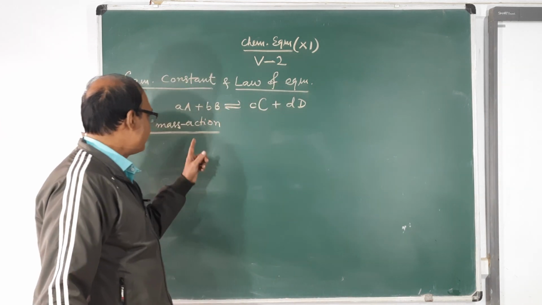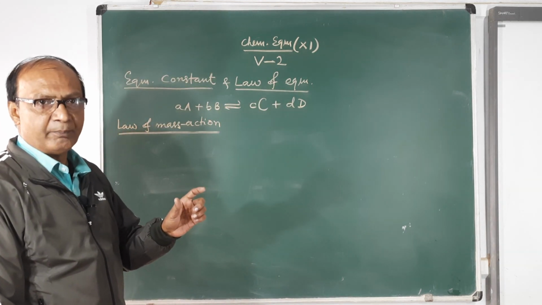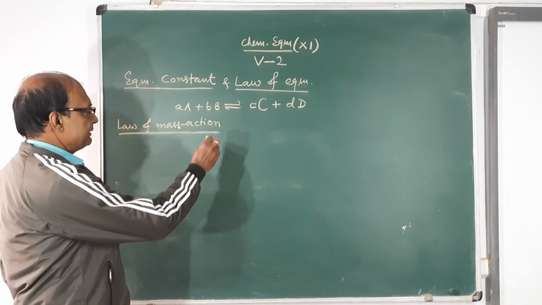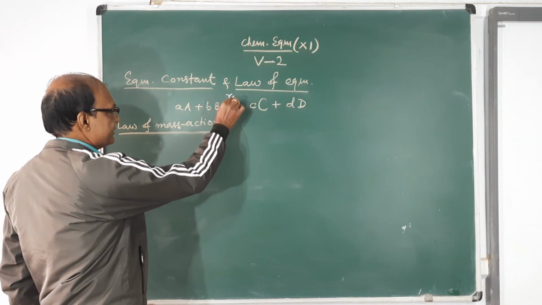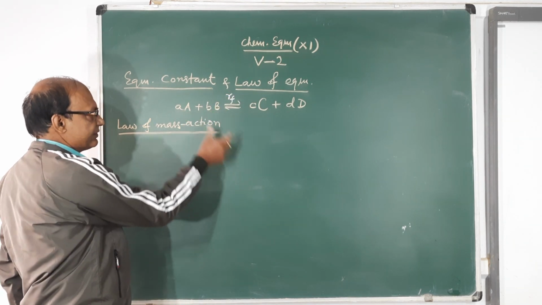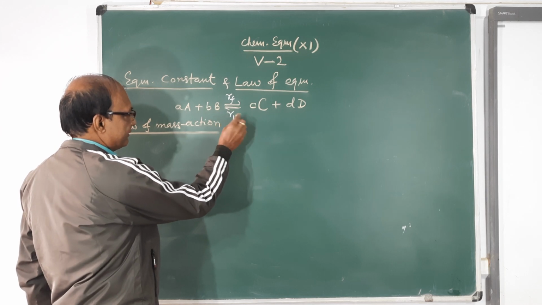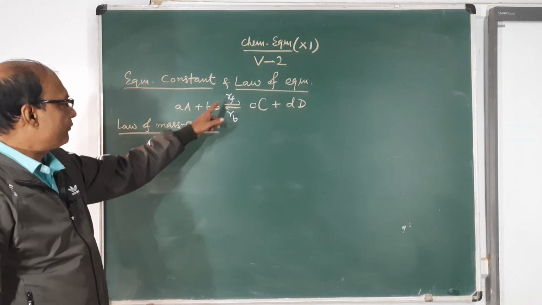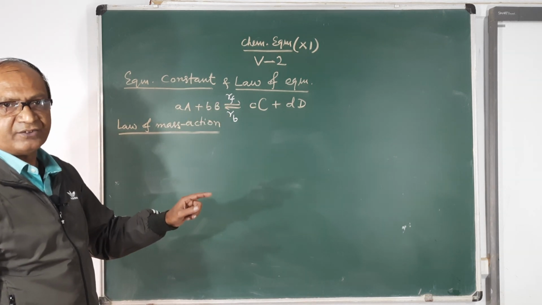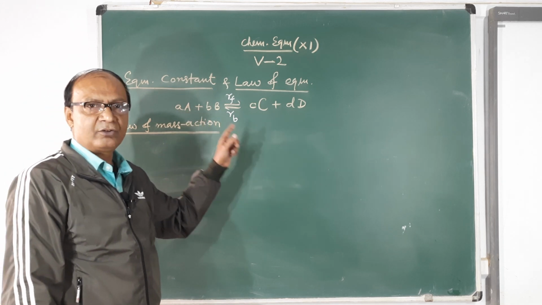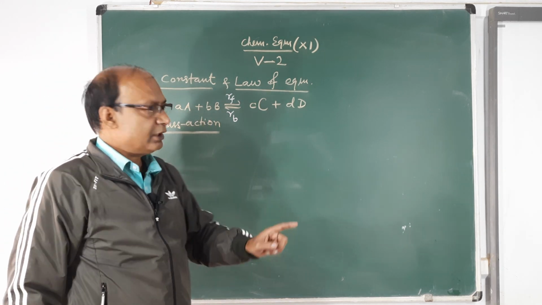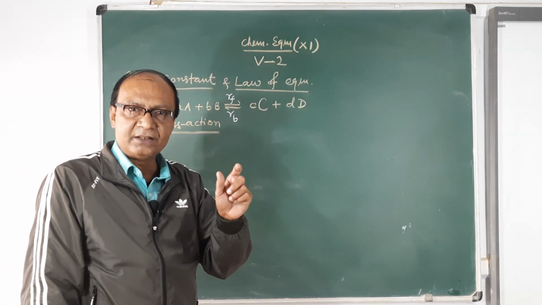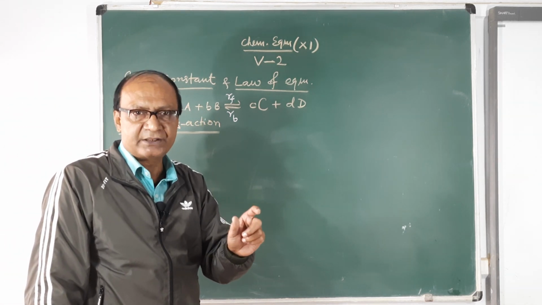Now, according to the law of mass action, which is an important law that can be applied to a chemical system, there is a forward rate with these reactants and a backward rate with these reactants. According to the law of mass action, the rate of a reaction is directly proportional to the product of the concentrations of the reactants with their respective stoichiometric coefficients raised as power. So this is the law of mass action.